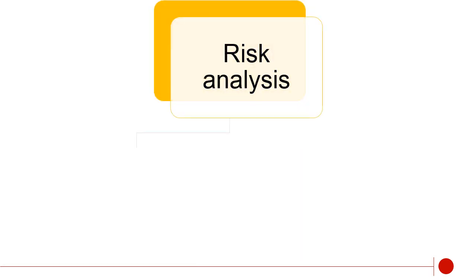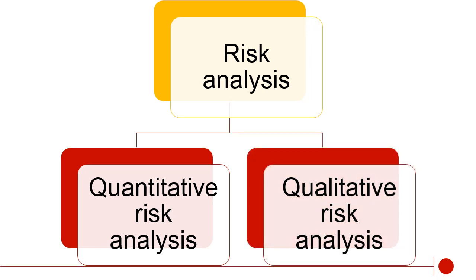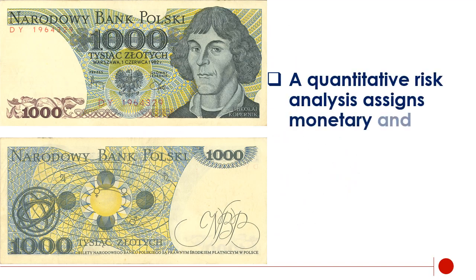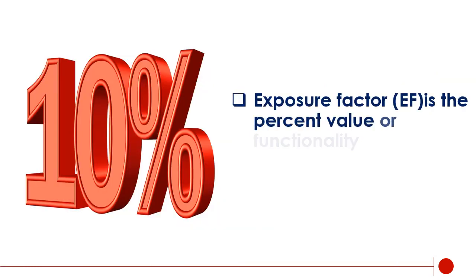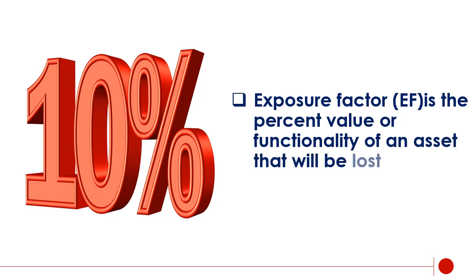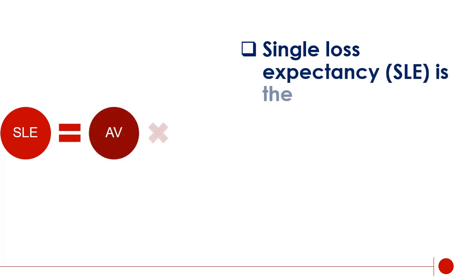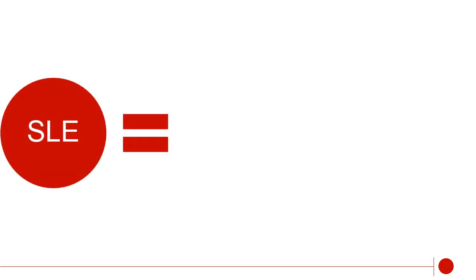There are 2 different types of risk analysis: quantitative risk analysis and qualitative risk analysis. Quantitative risk analysis assigns monetary and numeric values. Exposure factor, EF, is the percent value or functionality of an asset that will be lost when a threat event occurs. Single loss expectancy, SLE, is the monetary impact of each threat occurrence. To determine the SLE, you must know the asset value, AV, and the exposure factor, EF. SLE equals AV times EF.